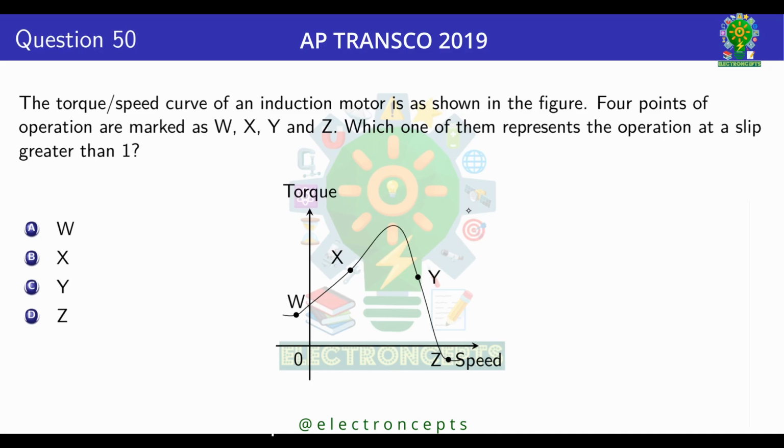Question number 50. The torque versus speed curve of an induction motor is given and 4 points are marked W, X, Y and Z. Which one of them represents the operation at a slip greater than 1? We know that slip S is equal to (Ns minus Nr) by Ns. When the motor runs in the direction opposite to the rotating magnetic field, Nr will be negative and therefore slip will be greater than 1. From the torque versus speed curve, we need to choose the point where speed is negative, that corresponds to slip greater than 1. In the given figure, point W lies in the negative speed region. Therefore, option A is correct.